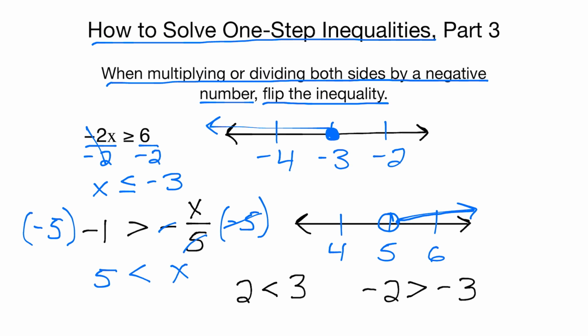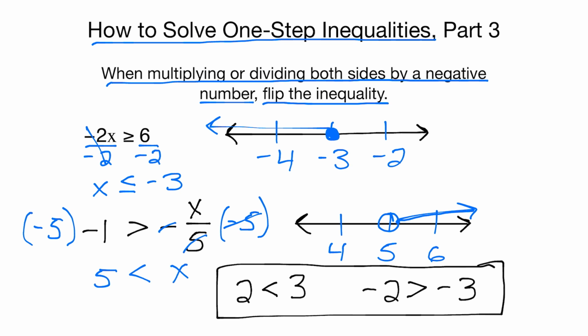If you're $2 in debt, that's better than being $3 in debt. Okay? So in the positives, the smaller the number, the smaller the value. In the negatives, the larger the number, the smaller the value. So this is why right here. This is why we have to flip the inequality when we multiply or divide both sides by a negative number.